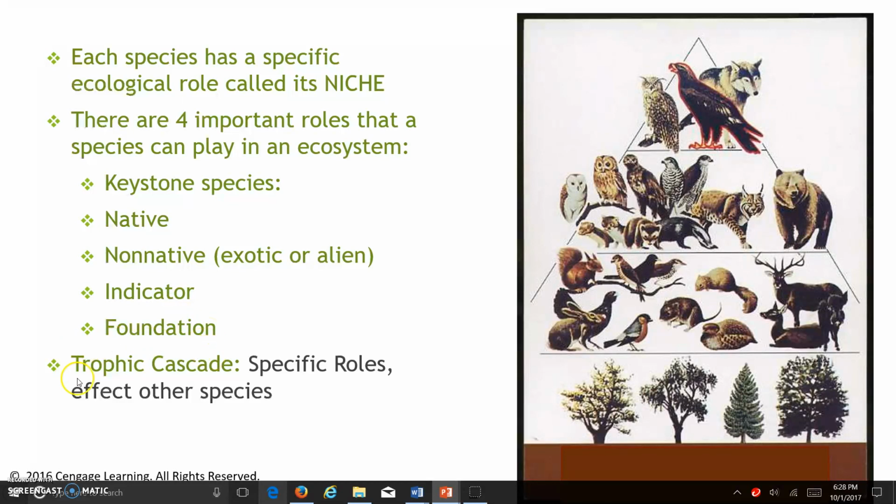A term that I'd like you to be familiar with is trophic cascade. Basically, any series of events, directly or indirectly related to the removal of a species, is important to the whole function of the ecosystem. Sometimes, once a species is removed, the balance cannot be restored, and therefore you have a cascading effect to other species within that ecosystem.